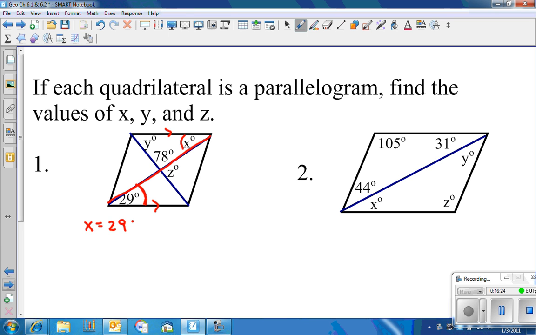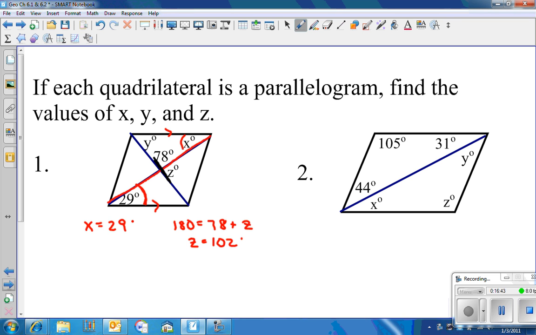All right. Also here, this is a straight line. That means it adds up to be 180. So 180 equals 78 plus z. Subtract 78 from both sides, and I get z equals 102 degrees.